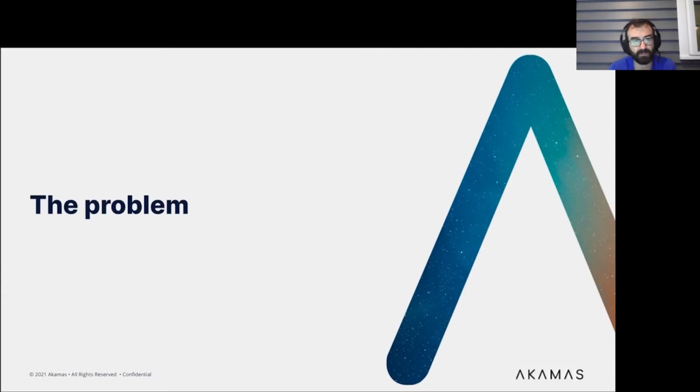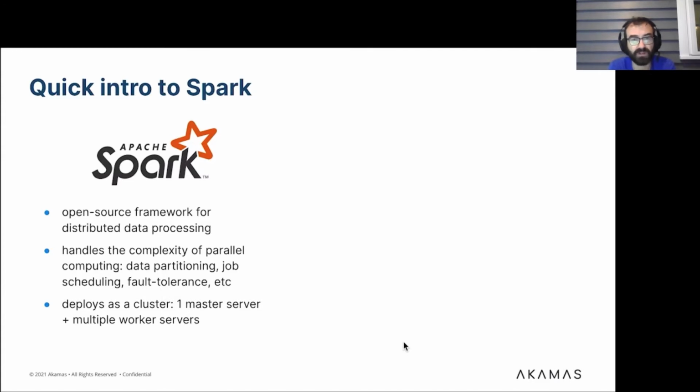Let's start by discussing the problem, and actually by first providing a short and oversimplified introduction of Spark. Spark is an open source framework used mostly to process big data workloads. One of the benefits of Spark is that it simplifies managing the complexity of parallel computing, such as data partitioning, job scaling, and fault tolerance. From an infrastructure perspective, Spark is deployed as a cluster with one master server and multiple workers. In our session today, we are going to focus on the challenges of managing a Spark cluster and optimizing the execution of Spark.